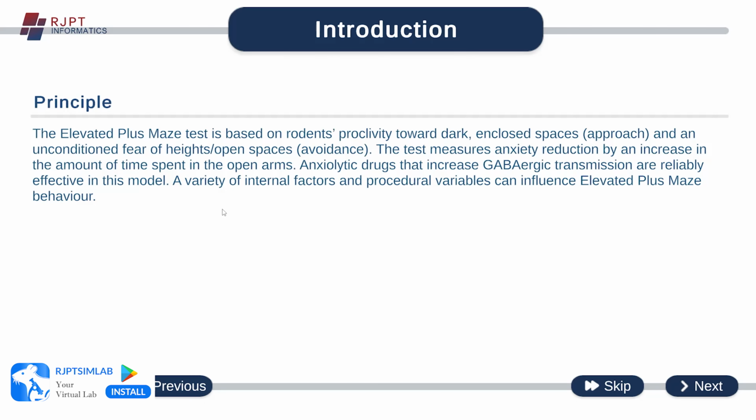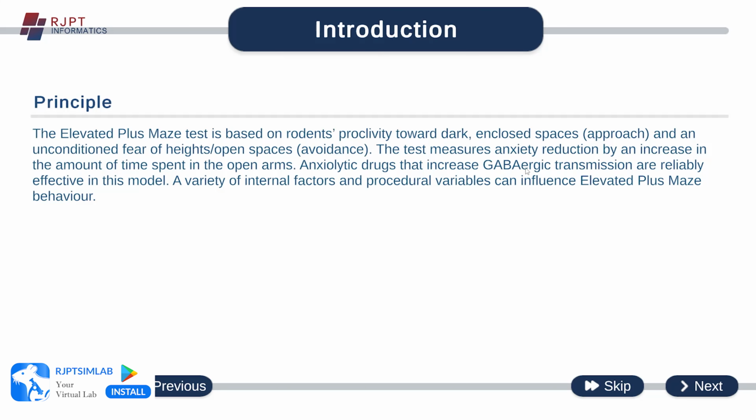Anxiolytic drugs are medications that reduce anxiety and have a calming effect, often by increasing the activity of the neurotransmitter GABA. GABA stands for gamma-aminobutyric acid, and it is a neurotransmitter situated in the brain. Anxiolytic drugs reduce anxiety levels and calm the body.